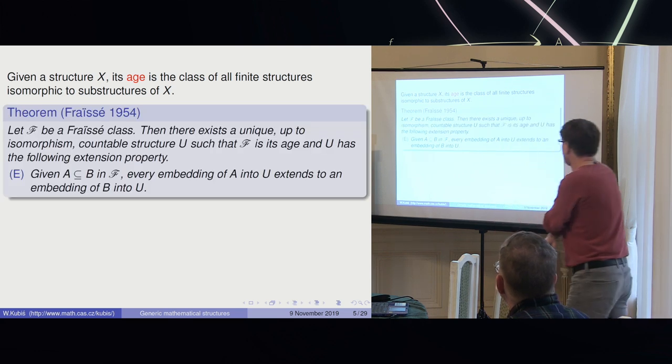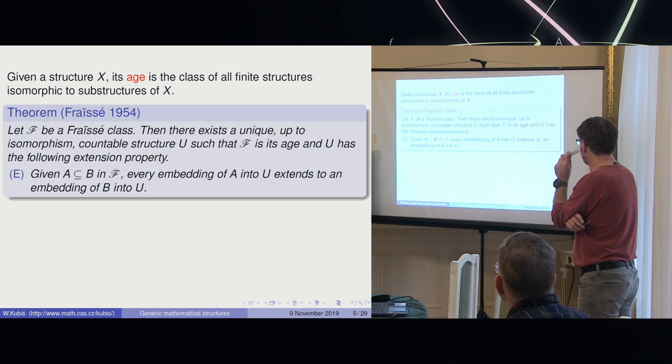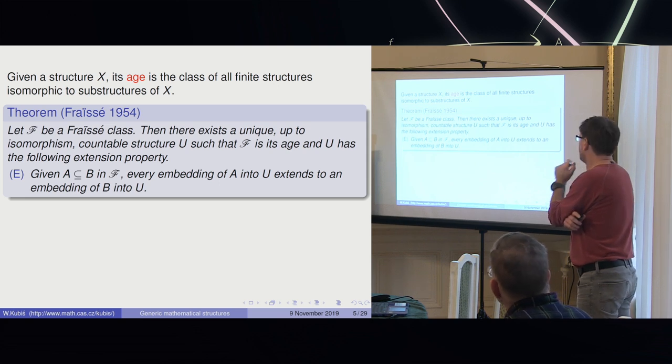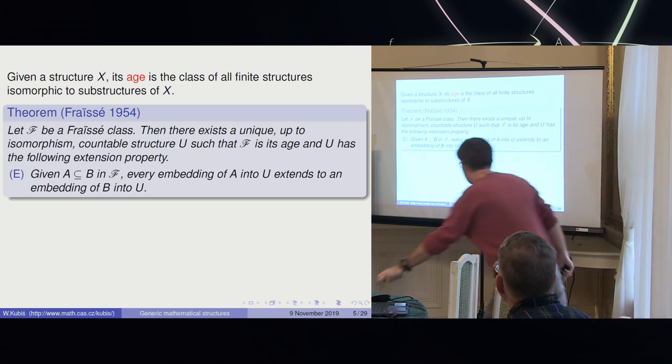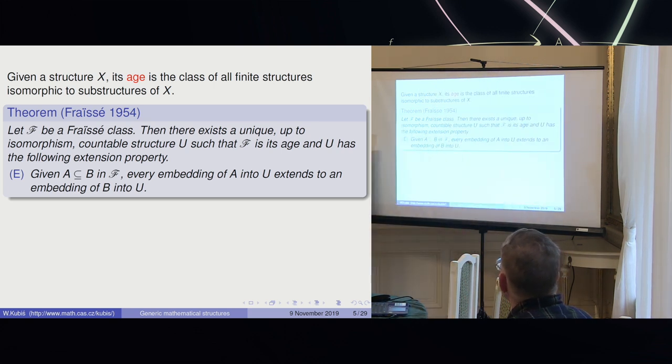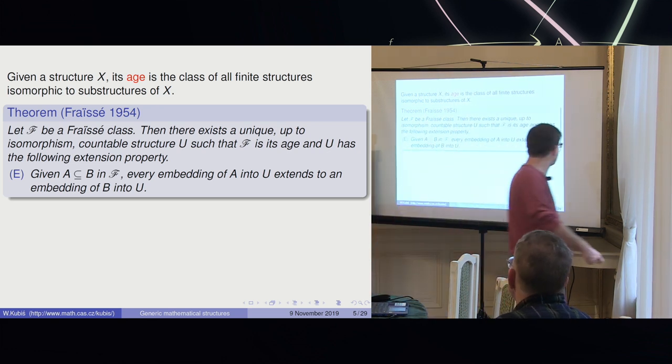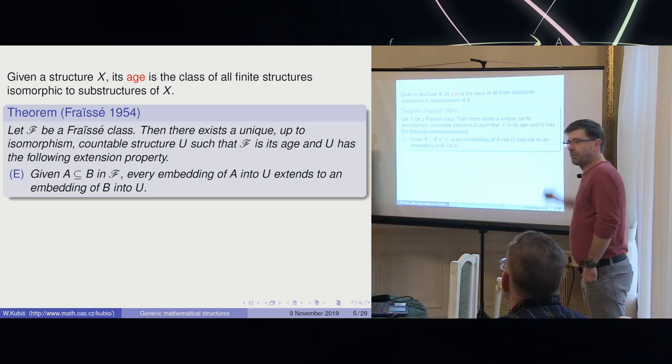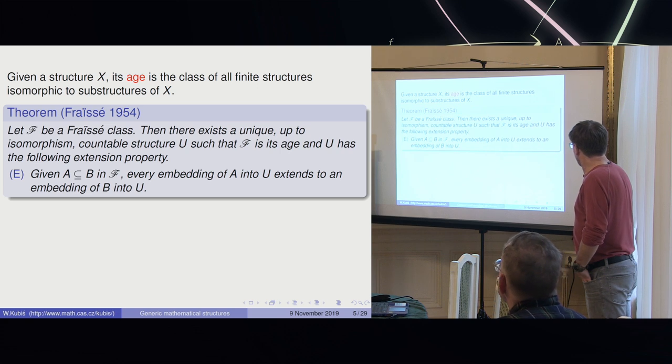And this result is that once you have a Fraïssé class, then there is a unique countable structure such that the age of this structure is precisely F. So no more and no less. And this is the extension property which was already mentioned in the context of metric spaces.